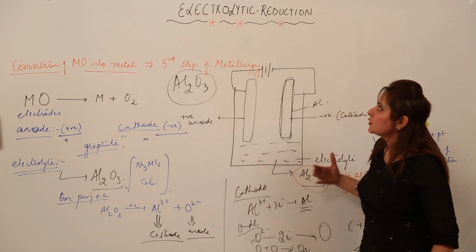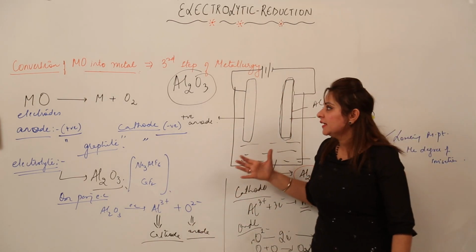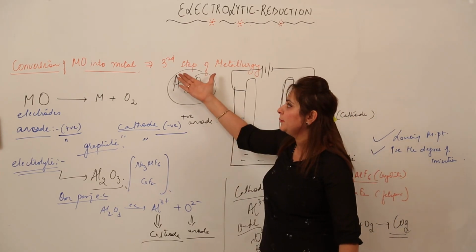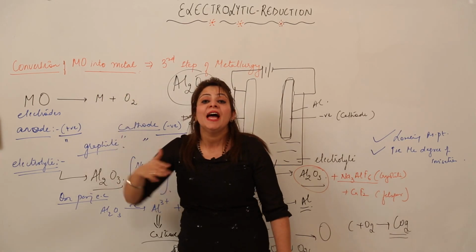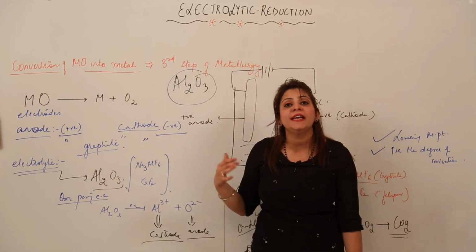So this is the process of electrolytic reduction, the third step of metallurgy, which deals with the conversion of metal oxide into a metal, and it is also a use of electrolysis.